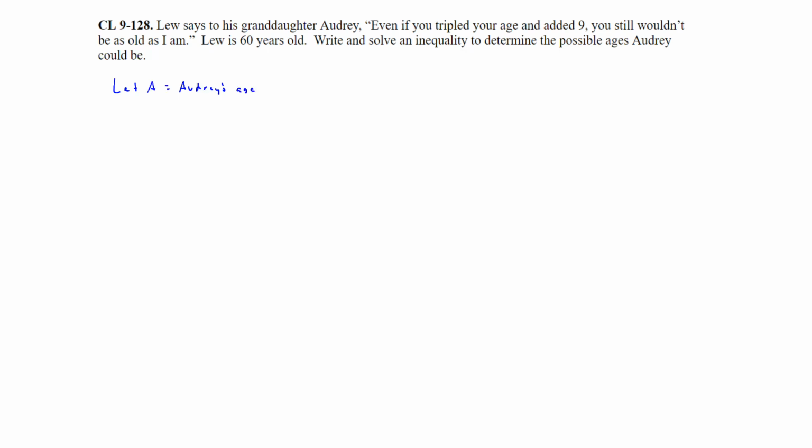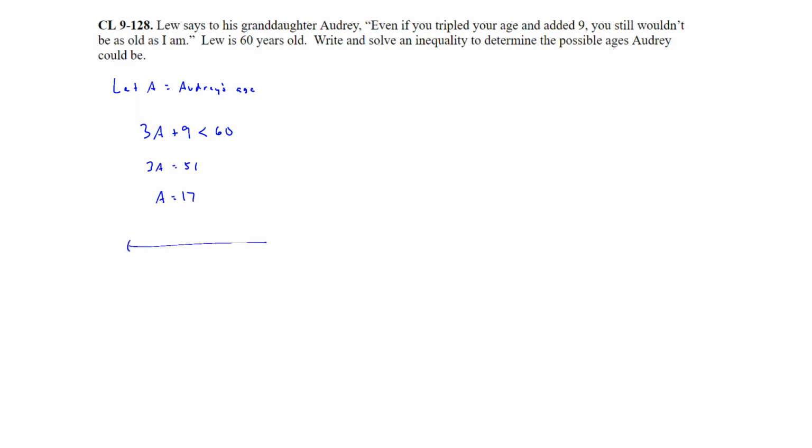Alright, Lou says to Audrey, even if you tripled your age, so let's triple her age and add 9. Okay, you still wouldn't be as old as I am. Lou is 60 years old. So that would be less than 60 years old. So let's go ahead and solve this and see what we get. So 3a, subtract the 9, that would be 51, and then divide by 3, and we get 17.